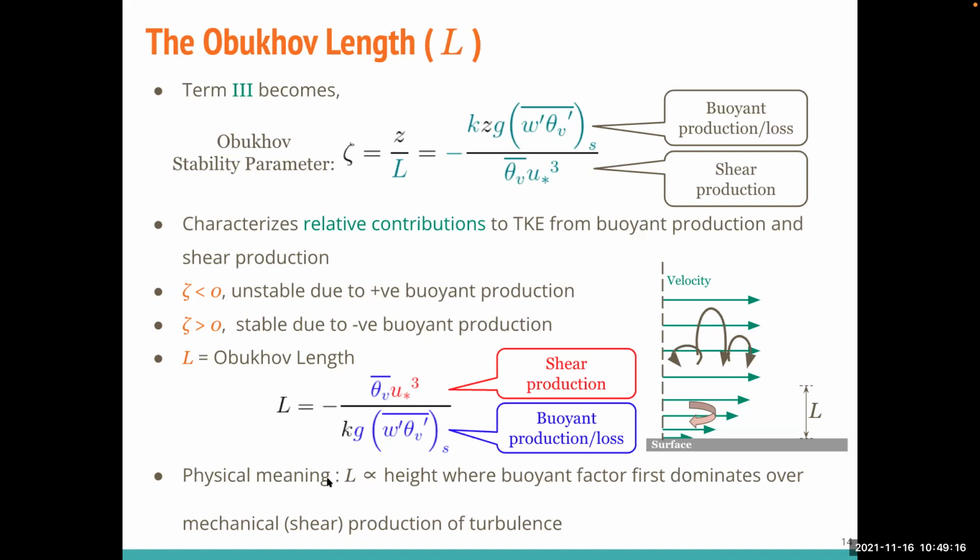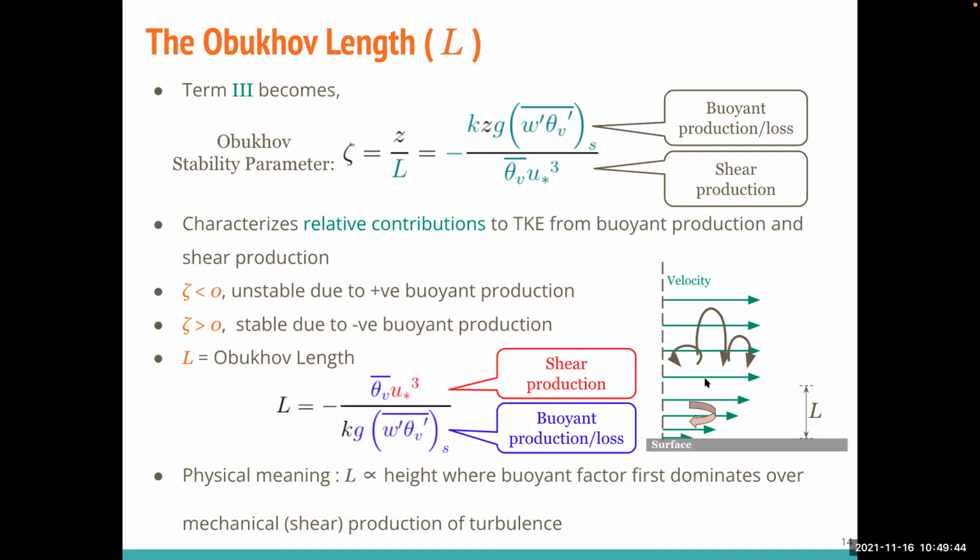So L here, the physical meaning of L here: you can rewrite the green part in here as L. Okay, the red part is representing the shear production, and the blue part is representing the buoyant production and loss. And L has a physical meaning. It's telling you where the buoyant factor first dominates over mechanical shear production.